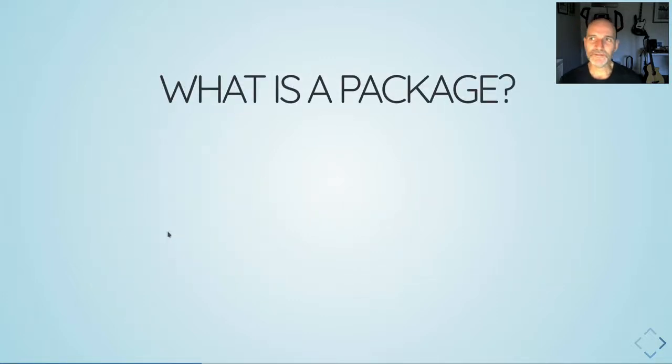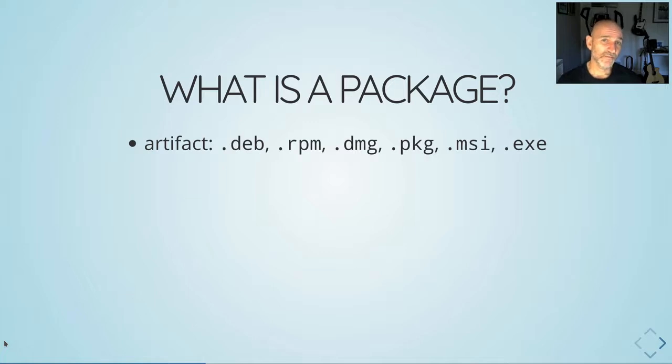Now, what is a package? So we've looked at an SDK. Now, how does that differ from a package? So, packages normally come in extensions like .deb or .rpm. So, in the Linux world, .deb is for Debian-based distributions. Ubuntu is one of those, for instance. RPM is Red Hat package management. So anything that's Red Hat based, like Fedora, for instance, will use an RPM. On Mac OS X, we have DMG and PKG files. And on Windows, we have MSI and EXEs.